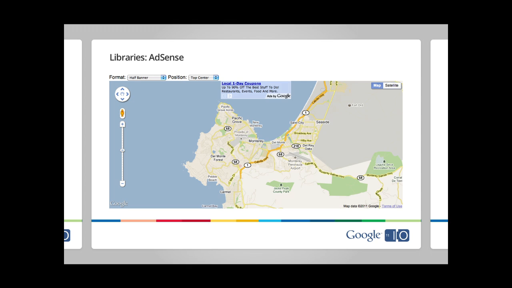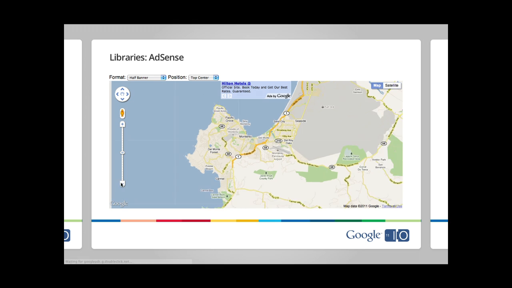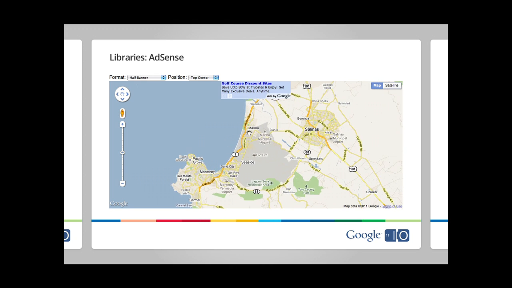And this is what it looks like. This is an example of an ad showing up on top of the map. Here you can see I'm looking in Monterey, which is south of us, another tourist destination. It has a famous golf course nearby, so I'm seeing ads for hotels and golf course.